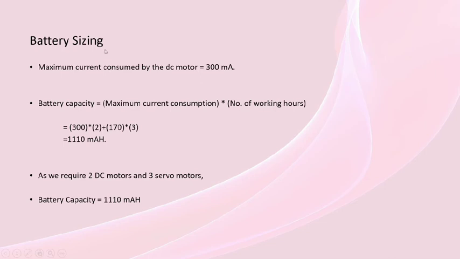And let me move to the battery sizing. The maximum current consumed by the DC motor will be 300 milliampere, and by calculating the battery capacity, the battery capacity is 1110 milliampere hour. As in our project, we require 2 DC motors and 3 servo motors.